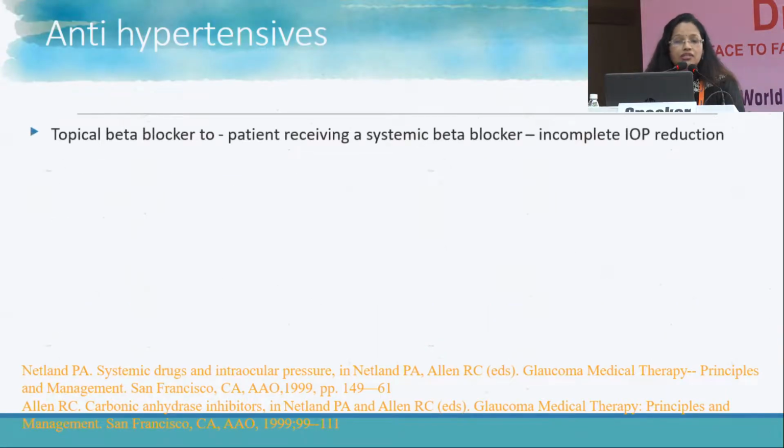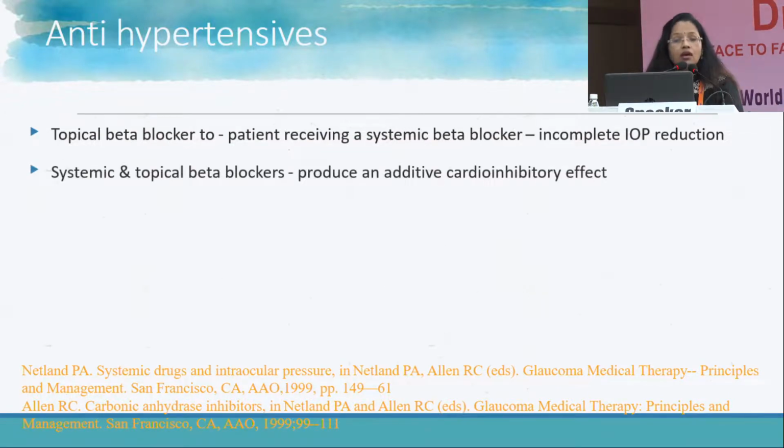Similarly, if a patient is taking an antihypertensive, suppose he is on a beta blocker, oral beta blockers interact with topical beta blockers, so we tend to avoid giving topical beta blockers in patients who are already using oral beta blockers.